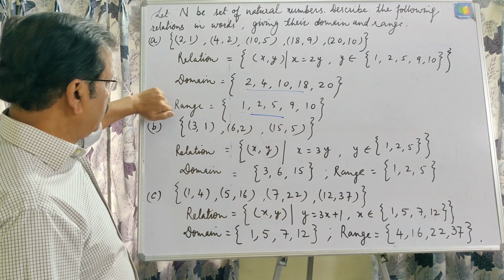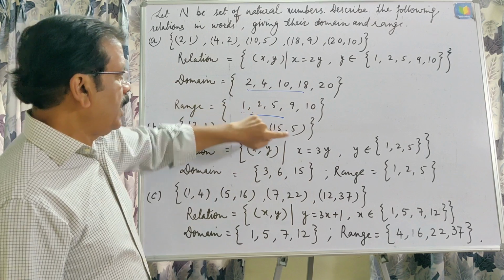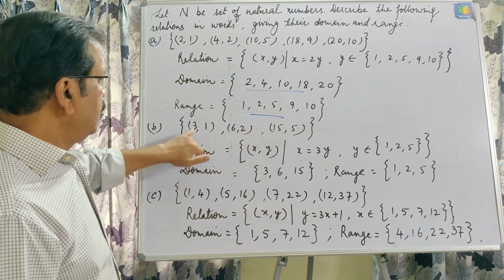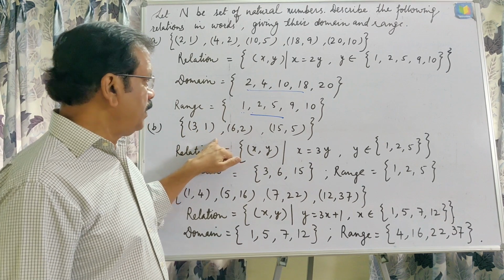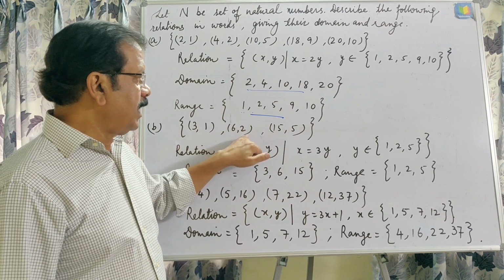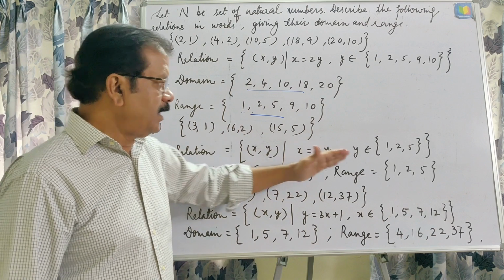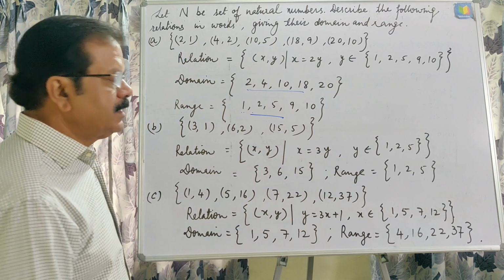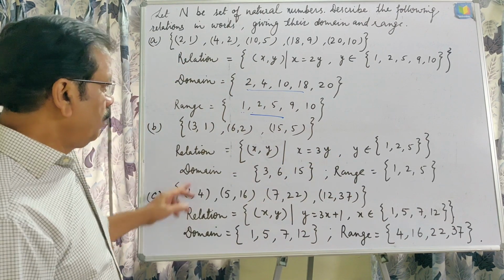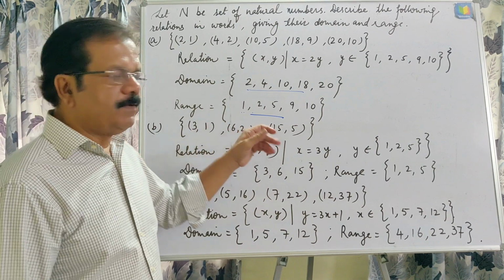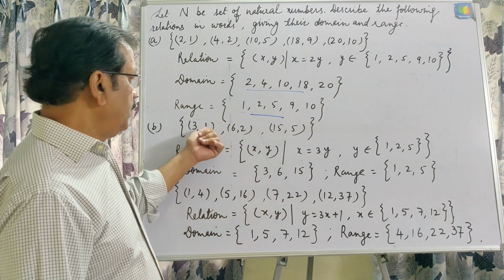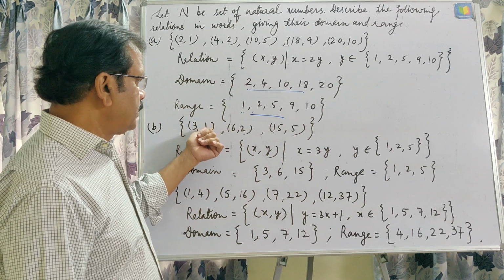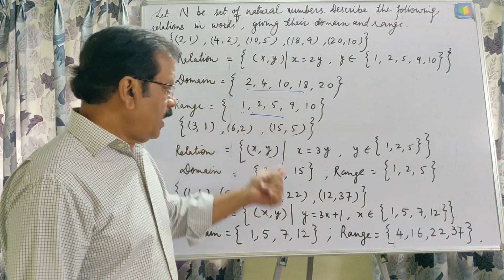And next question, (3, 1), (6, 2) and (15, 5). In this you can see the first element is thrice the second element. This is thrice the second, this is thrice the second, and this way we get x is equal to 3y. Domain will be 3, 6 and 15, the set of first elements, and range will be the set of second elements, that is 1, 2 and 5.